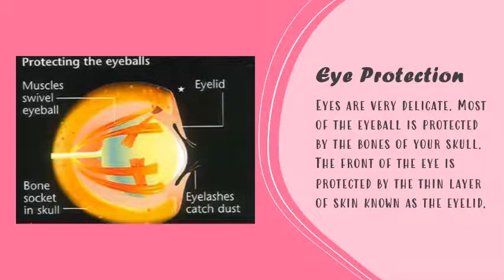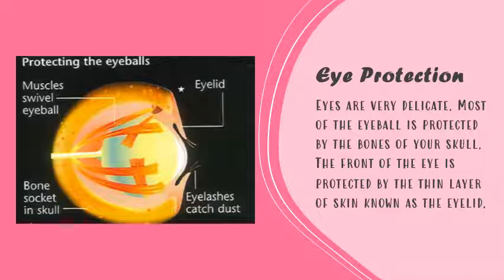Eye protection. Eyes are very delicate. Most of the eyeball is protected by the bones of your skull. The front of the eye is protected by a thin layer of skin known as the eyelid. And what do your eyelashes do? They help protect us from dirt coming into your eyes. Dust and dirt are the same thing. It catches dust.